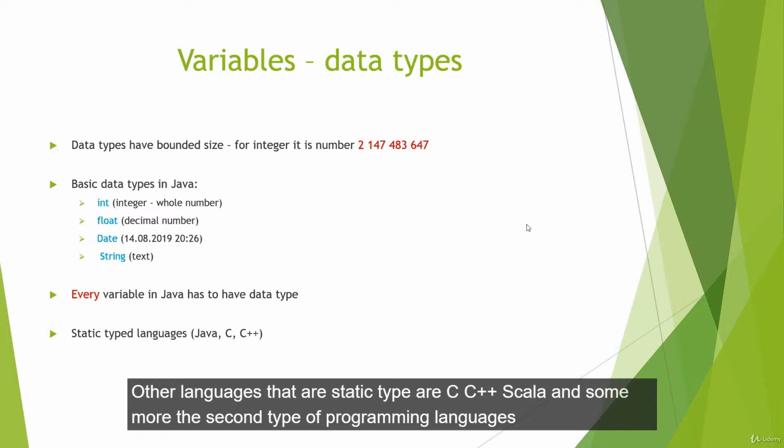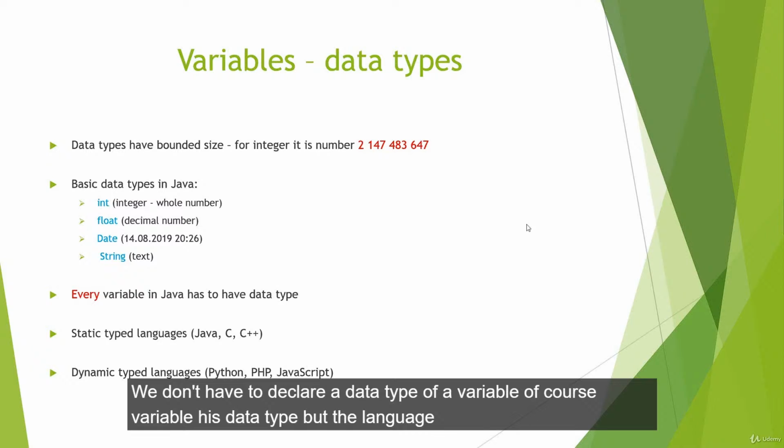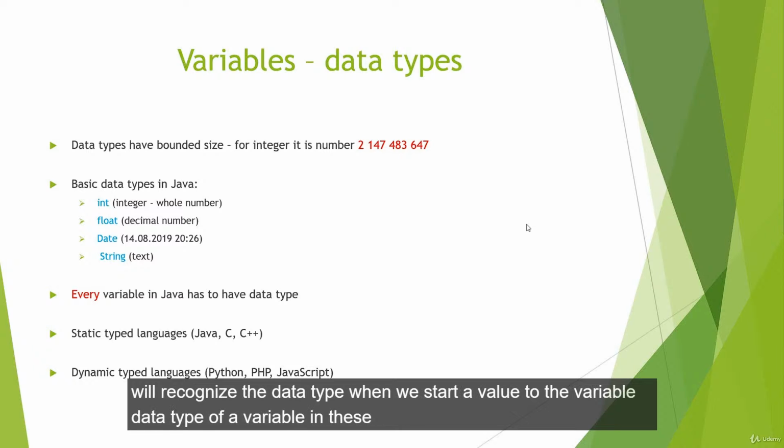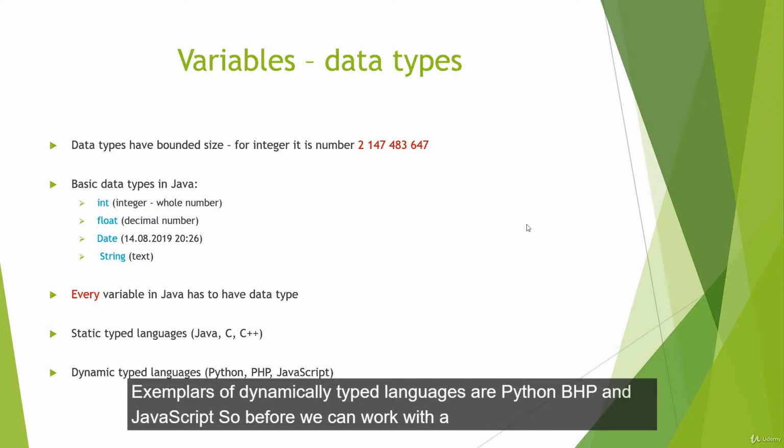The second type of programming languages is dynamic type languages. In these languages, we don't have to declare a data type of a variable. Of course, variable has data type, but the language will recognize the data type when we store a value to the variable. Data type of a variable in these languages can be changed during the run of a program. Examples of dynamically typed languages are Python, PHP, and JavaScript.